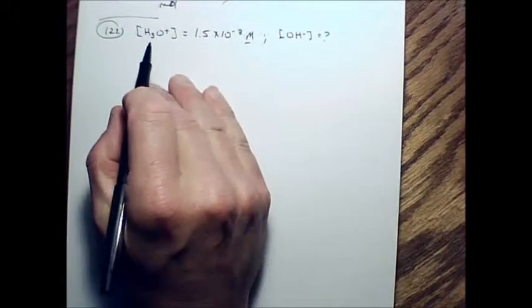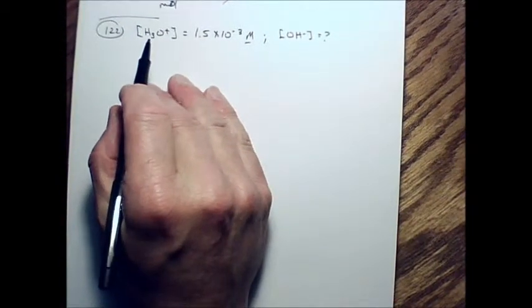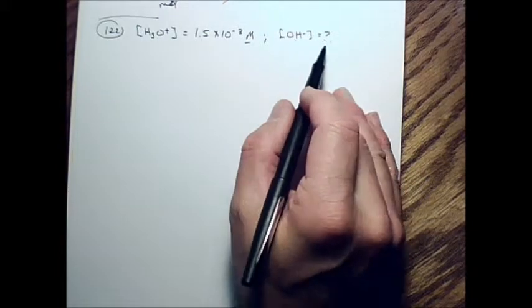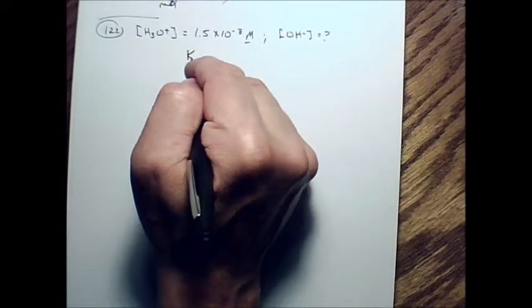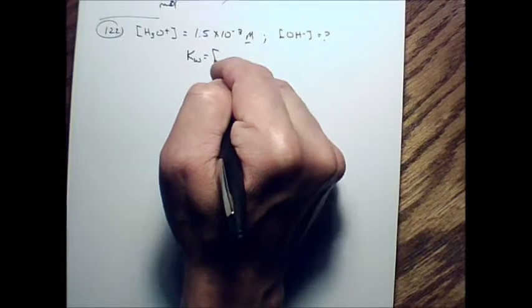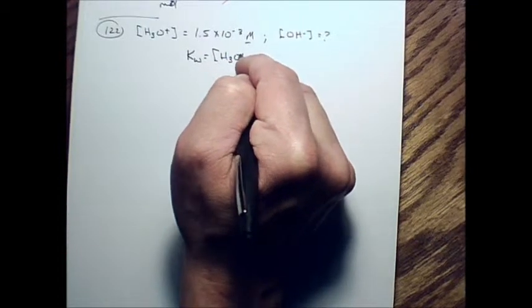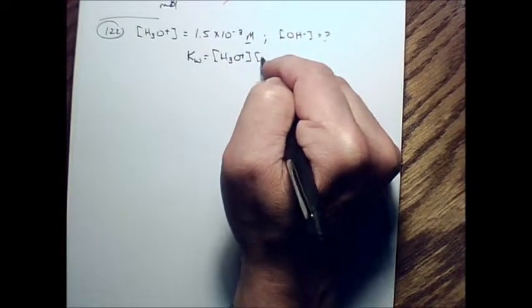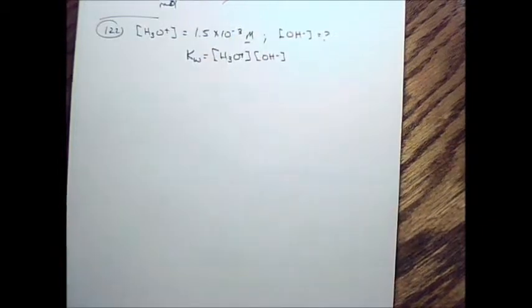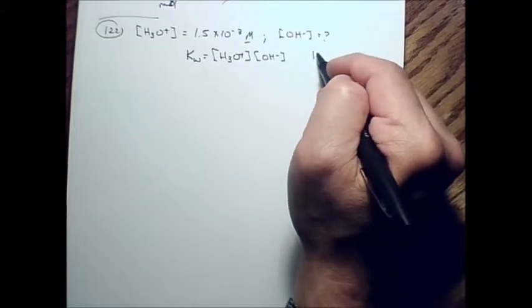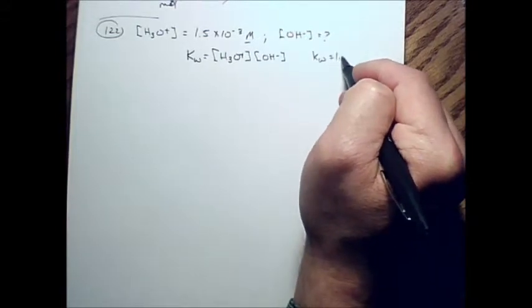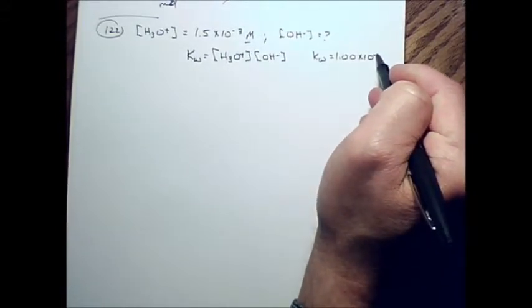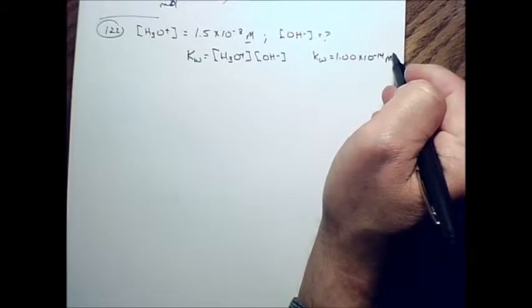Okay. Well, the equation that relates the concentration of hydronium ions to hydroxide ions is Kw equals hydronium ion concentration times the hydroxide ion concentration. And we know what Kw is, or you should know what Kw is. Kw is always the same. Kw is always 1.00 times 10 to the negative 14 molar squared.